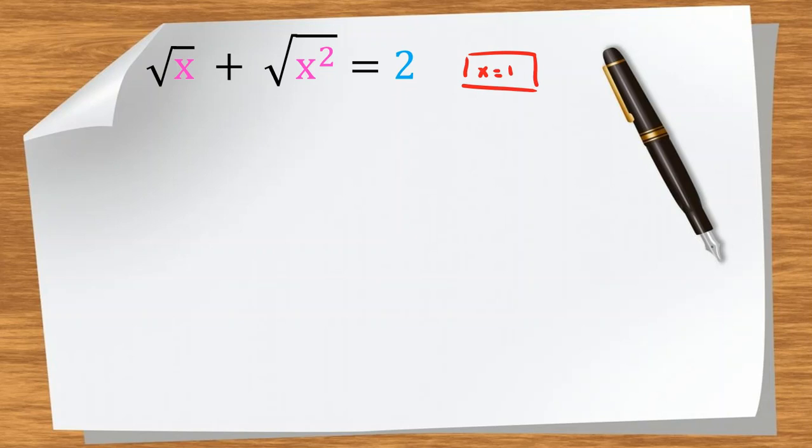But how can we make sure that it is our only answer? And if you check, we will see there are some other answers. Okay, so in the first step, let me rewrite the equation. We have root x plus root x squared equal to 2. We take root x to the right hand side.